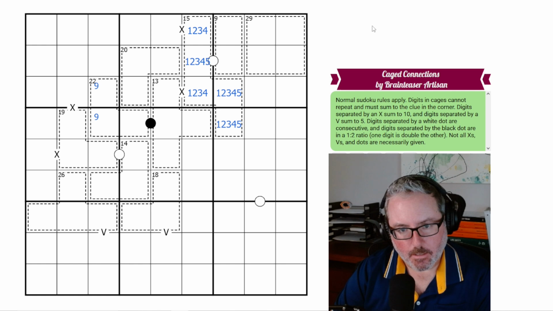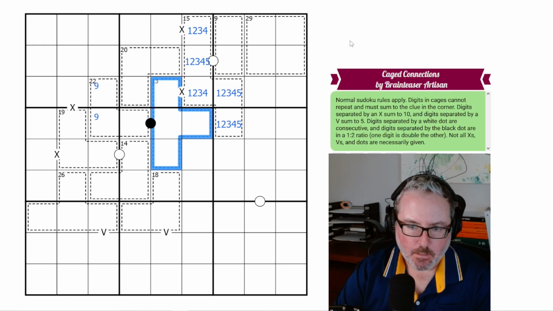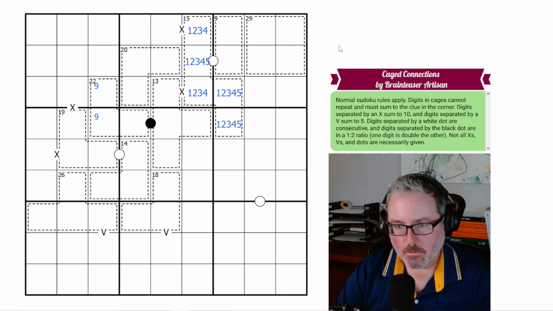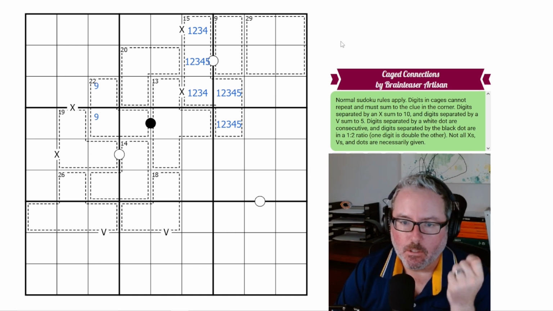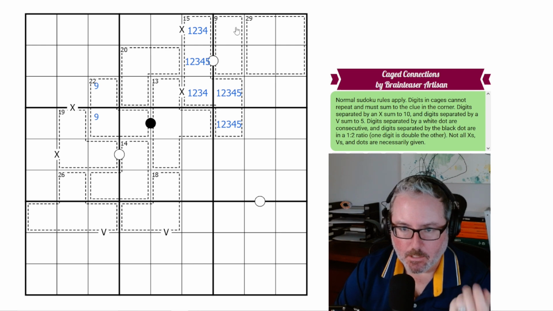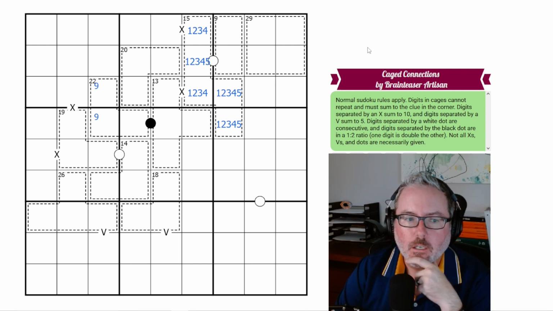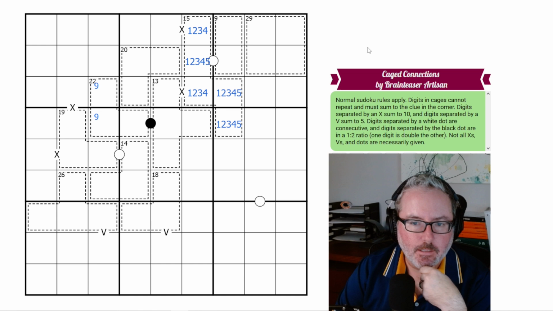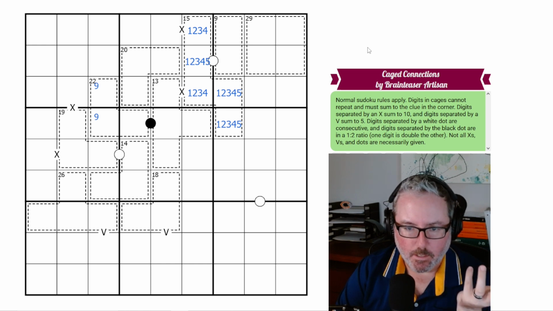What else are we looking at? Well, this 13 cage has 4 digits. Now, we can't figure out specifically what those 4 digits are going to be like we could for this 15 cage. But what we can do is say that this 13 cage must have a 1 in it.